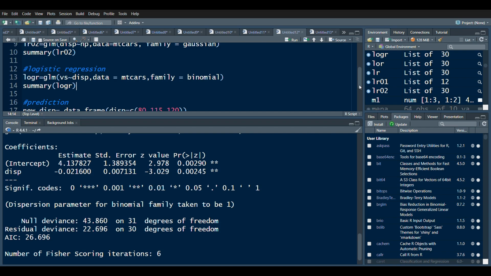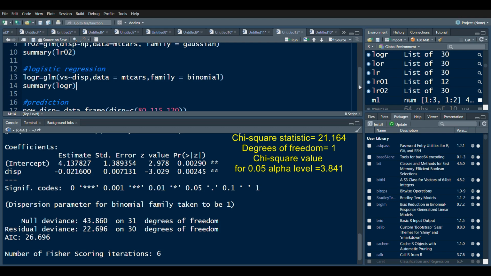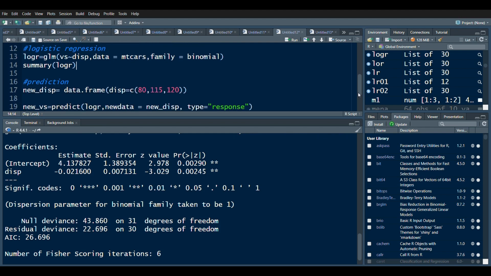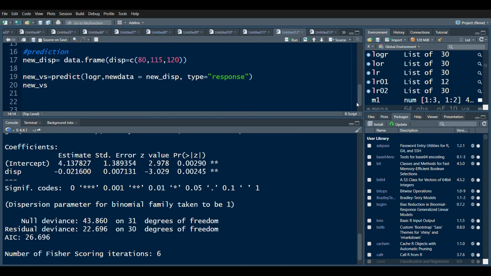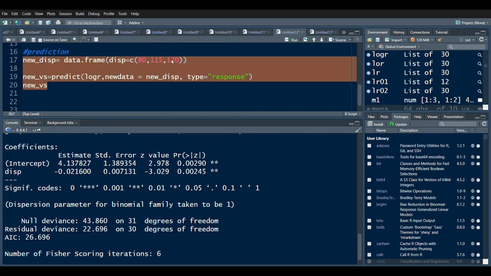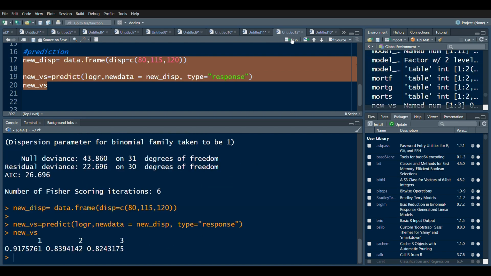Here, the difference would be 21.164, which is more than the chi-square value for the 0.05 alpha level. Therefore, the result is significant. Now, you can also use the predict function as in linear regression with new DISP data. But remember, these values are not actual values, but the probabilities of getting the value of Vs to be 1.